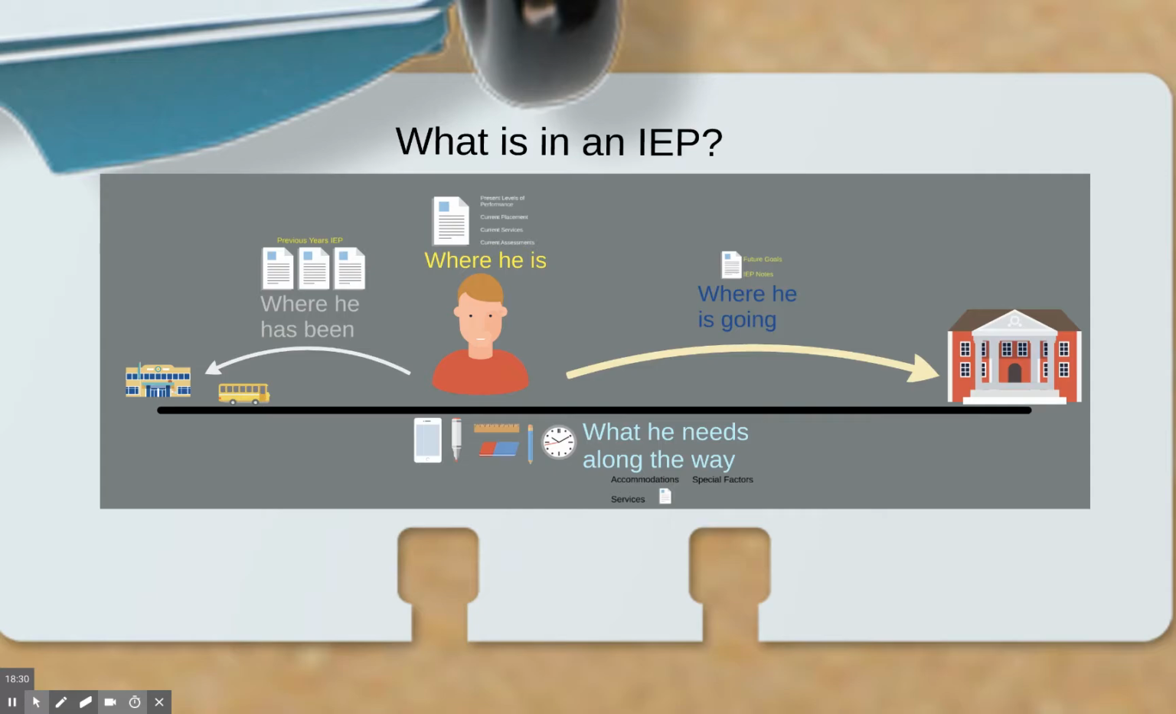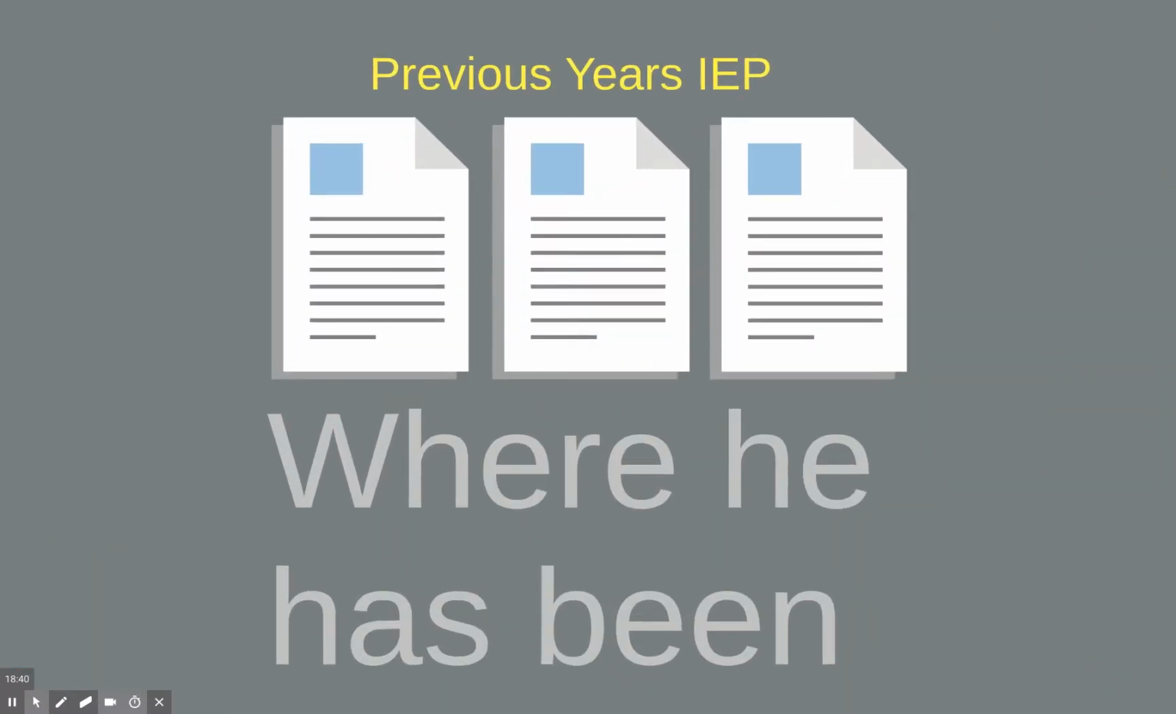And so where he's been, where he is, where he's going, and what he needs along the way, that should be so clear in a well-written IEP. So previous years' IEPs, those all are ways for you to trace the trajectory. And when you're thinking about a previous year's IEP, in their present levels, or when you even look back at their IEP history, we should see goals that connect to each other.